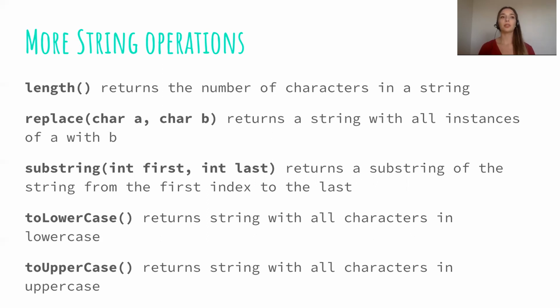Substring is going to return a substring of the string from the first index to the last. So it'll grab a piece of the string and return that. If you say from the beginning to the end, it'll grab the whole string. If you say from index 0 to 3, it'll grab those letters. I'll explain a little more about indexing when I show an example with code for this. toLowerCase just returns the string with all the characters in lowercase, and toUpperCase returns a string with all the characters in uppercase.